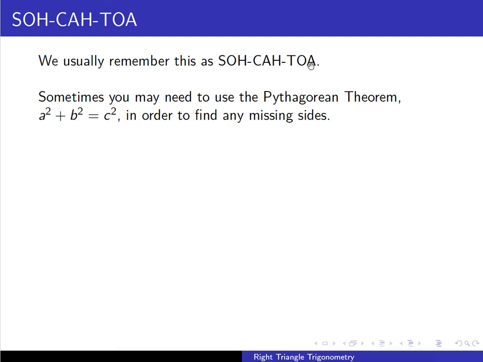And sometimes we need to use the Pythagorean theorem, a squared plus b squared is c squared, in order to find any missing sides. So, friendly reminder that a and b could either be the base or the height in any order, but c is always the hypotenuse in the right triangle when using the Pythagorean theorem.